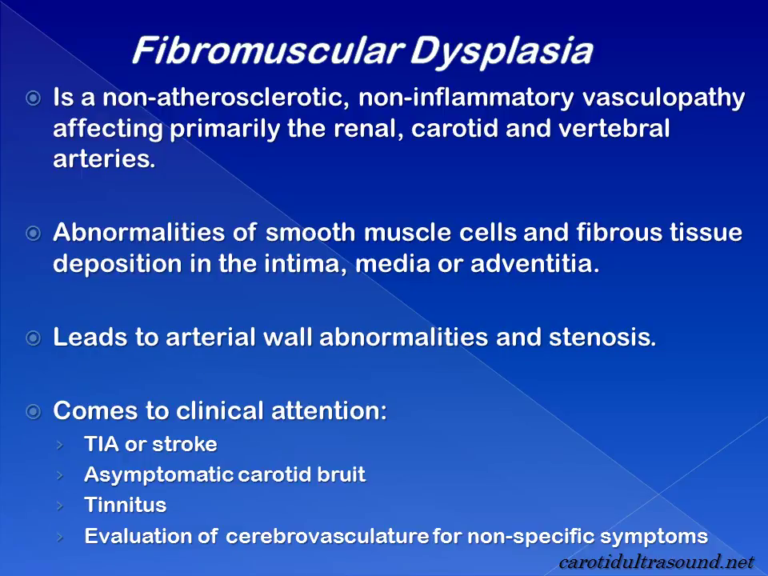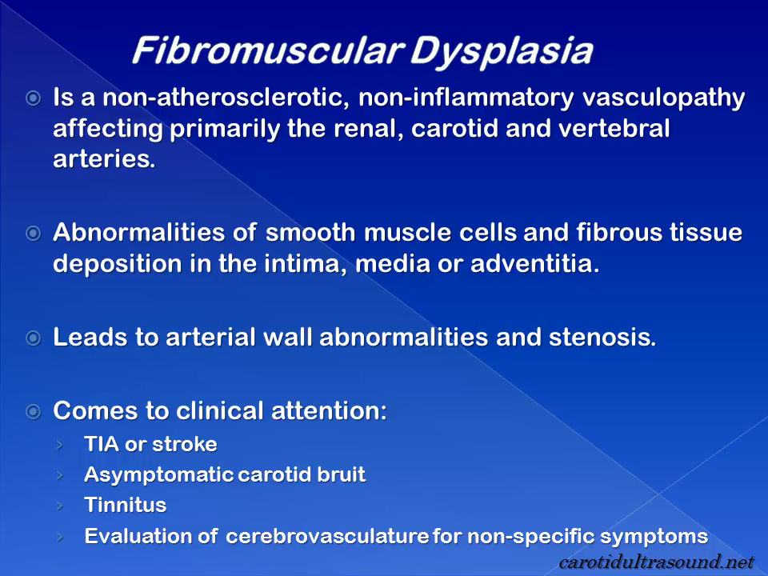Now what is fibromuscular dysplasia? It's a non-atherosclerotic, non-inflammatory vasculopathy that affects primarily the renal, carotid, and vertebral arteries. It's an abnormality of smooth muscle cell and fibrous tissue deposition in the intima, media, or adventitia, and it leads to morphological changes of the arterial wall, such as areas of constriction, dilatation, sometimes high-grade stenosis.